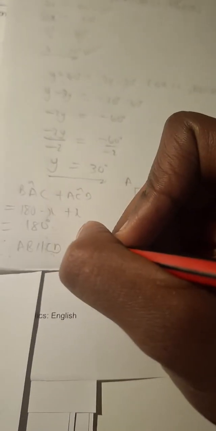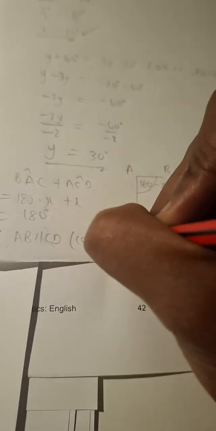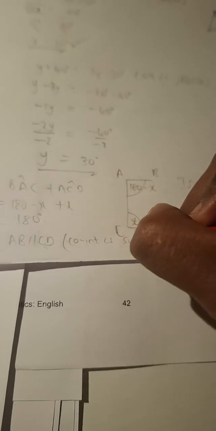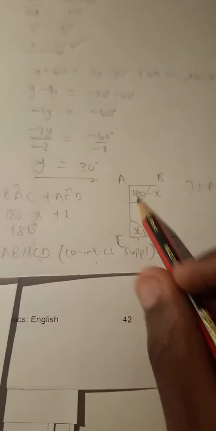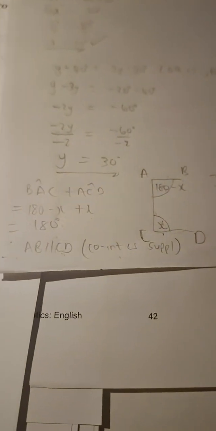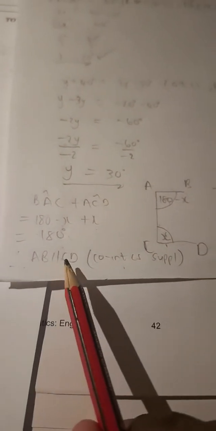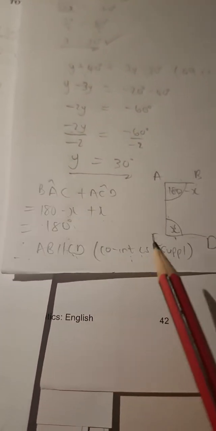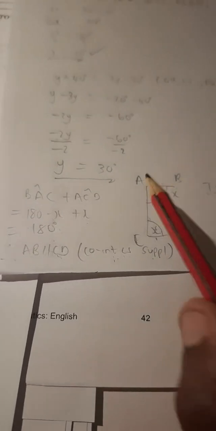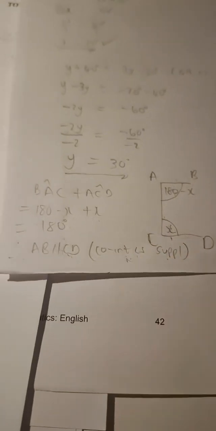The reason is co-interior angles. The co-interior angles are supplementary. That's what's happening here. The co-interior angles are supplementary to support AB being parallel to CD. The reason is because the co-interior angles are supplementary. All right? So AB is parallel to CD. I've proved it. The U effect is giving the U effect.